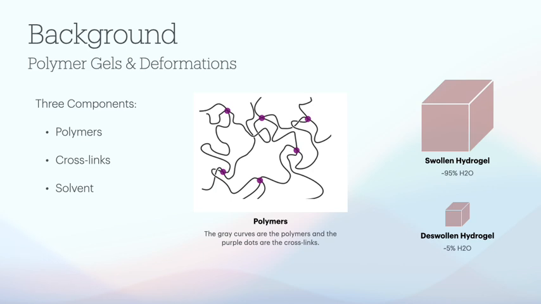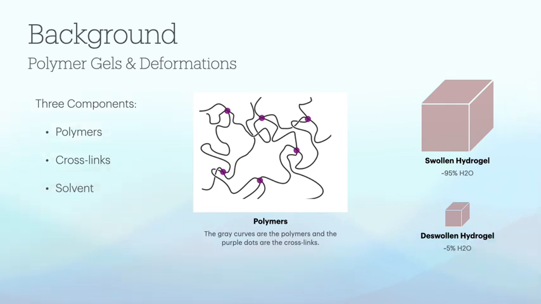When some type of solvent, such as water, is added to the polymer and crosslinks, it swells the gel. You can think of a polymer gel as a substance similar to Jell-O, which can take on the shape of its container. An interesting characteristic of polymer gels is that they can swell or deswell in the presence of solvent. For example, hydrogels, which include polymers and water, can swell as in the image shown on the top right, where the gel is 95% water. Or they can deswell as in the bottom right image, where the gel is only approximately 5% water.